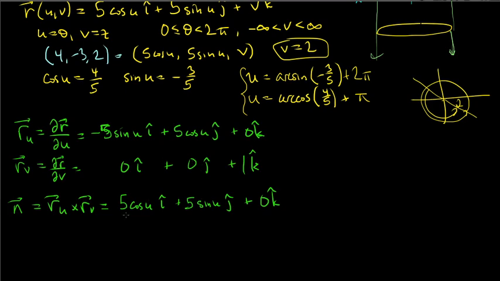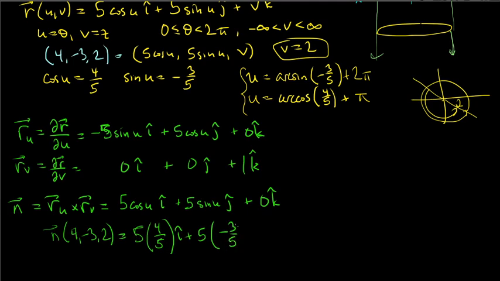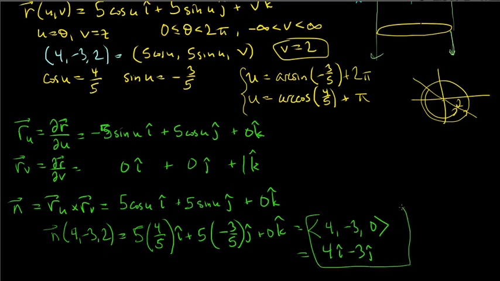Anyways, yeah, so now we just plug in the numbers. So at the particular point, 4, negative 3, 2, well, all we need is the cosine of u, and the cosine of u is 4/5, right? So this is just going to be 5 times 4 over 5, right, times i, plus 5 times negative 3 over 5 times j, plus 0 times k. So this vector is just going to be 4, negative 3, 0. Right? Or if you prefer, 4i minus 3j. Right? Either way.